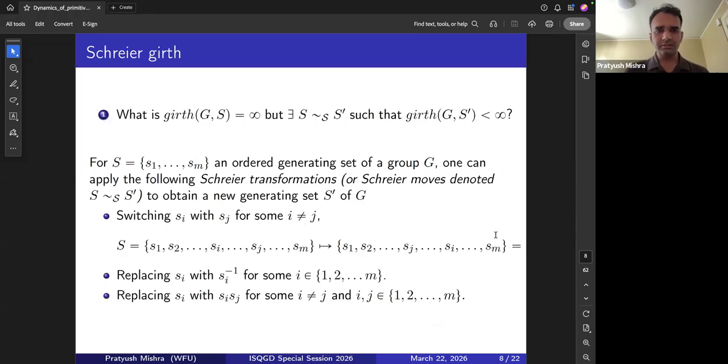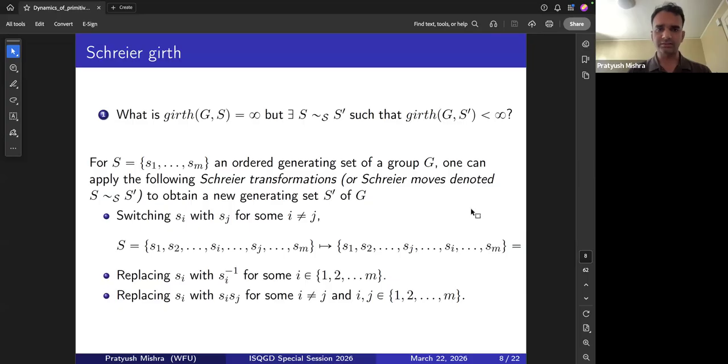So I'll just take a little bit of an algebraic digression now to define a few other notions before coming to the result as per the topic of my talk.